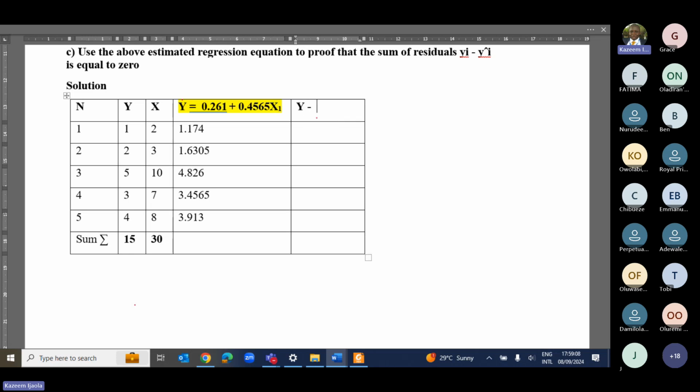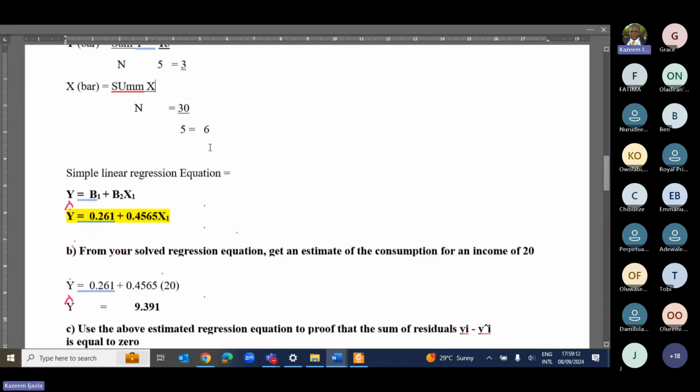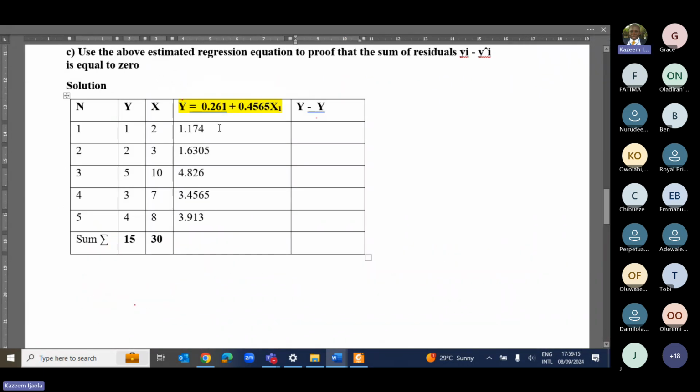Y minus y. Let me look for that wedding cap. Very expensive cap. Let's wear it.